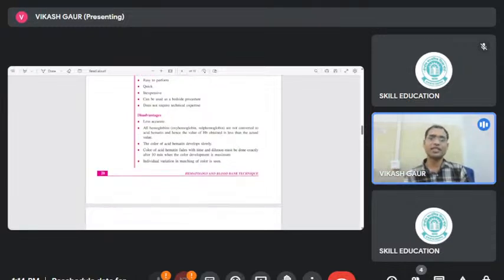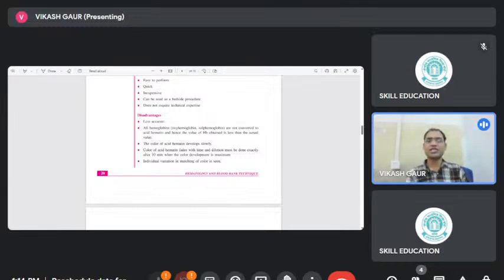What kind of disadvantage does this test have? This is less accurate. All types of hemoglobin, like oxyhemoglobin and sulfhemoglobin, are not converted into acid hematin. Hence, the value of hemoglobin obtained is less than the actual value. The color of acid hematin develops slowly, so it takes too much time. The color of acid hematin fades with time, and dilution must be done exactly after 10 minutes when the color development is maximum, so it should be completed within 10 minutes.